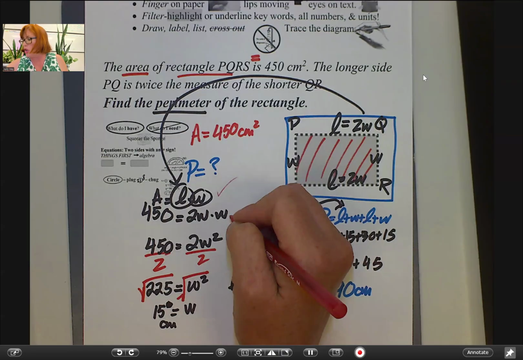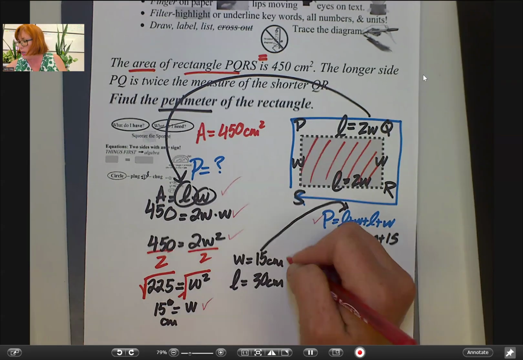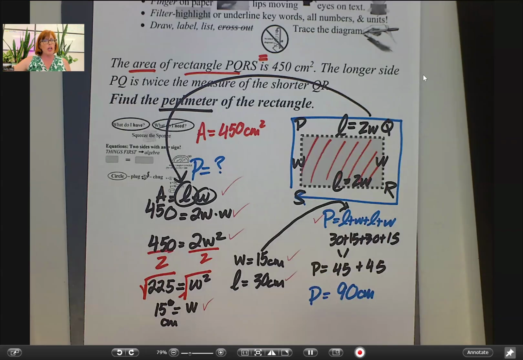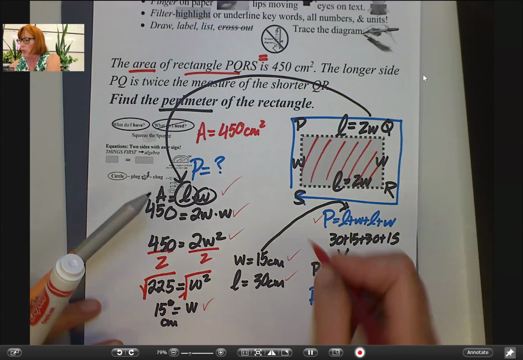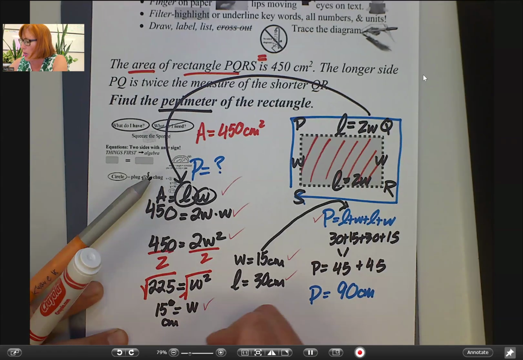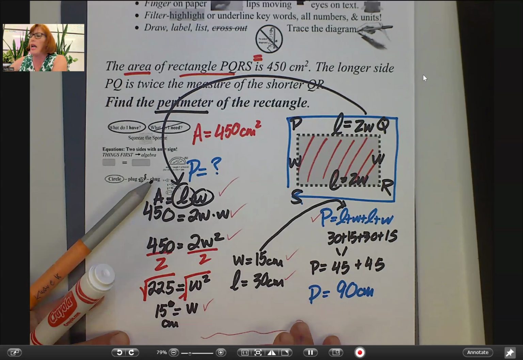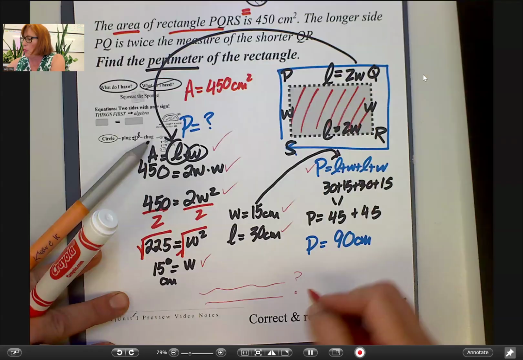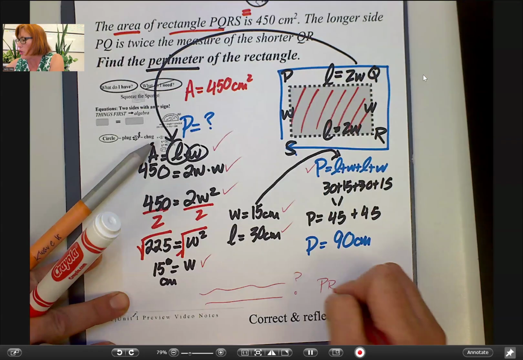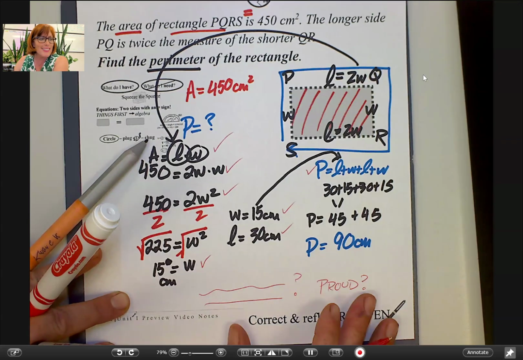If you did circle plug chug correctly, you got the W correct, which is 15, the length correct, which is 30. Put a little check mark by every piece of information you have as well. And if you got lost somewhere, write a correction. And for this, even if you got the answer correct, I'd like you to write a note. What do you want to remember? And if you did get it correct, tell me one thing. What are you proud of that you did correctly? Ready?